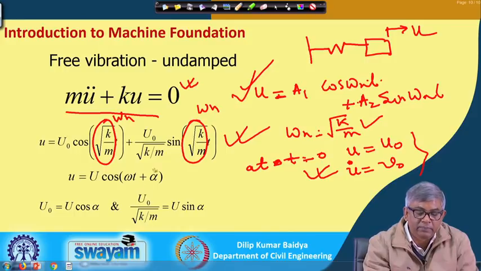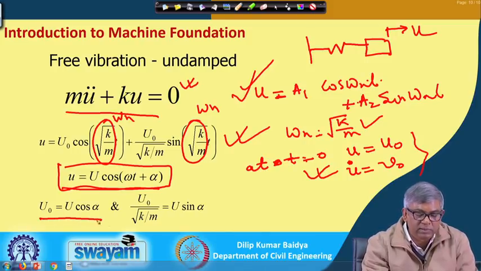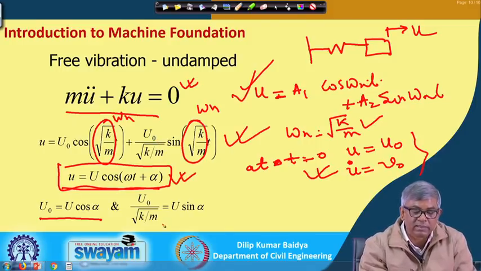So, omega n t, and this can finally be written in this form, where u is the amplitude and this is the phase angle, and u naught is related to this. Sin alpha, cos alpha, u naught and omega n are related, and then if I substitute in this, finally I can get the equation like this.